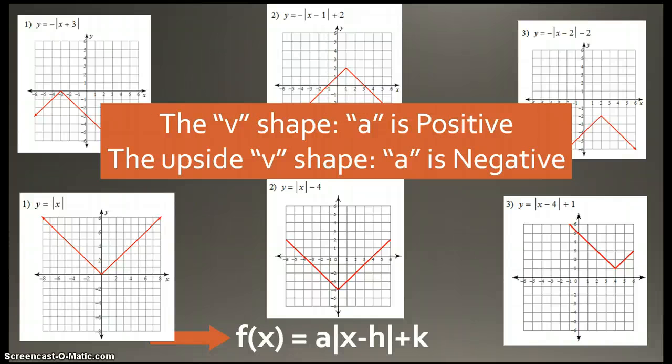So again, just like with quadratic equations and linear equations, that a value, or that first number past the equal sign, if it's a positive, then it's a positive graph. So if it makes a V shape and there's no negative in front, then it's a positive. And then if it's an upside down V and there is a negative out in front, then it's a negative.